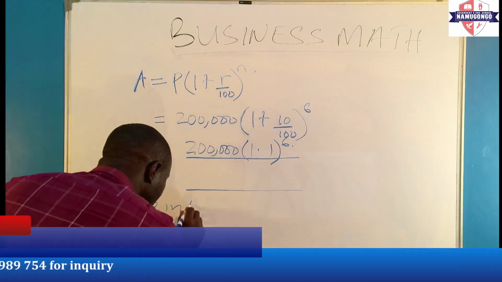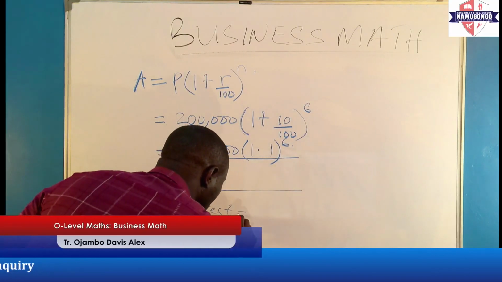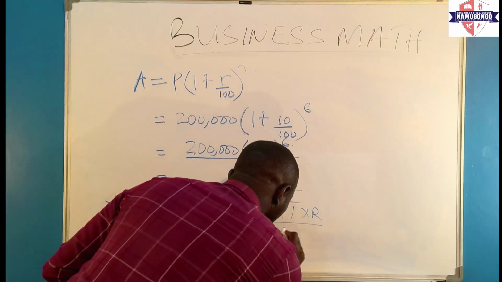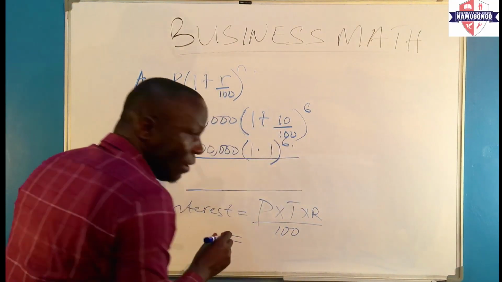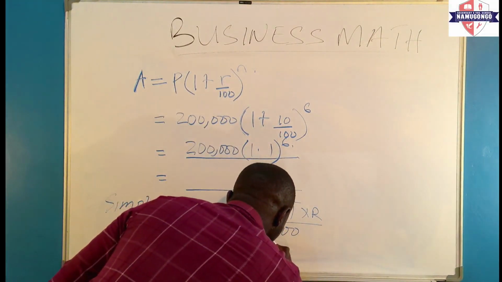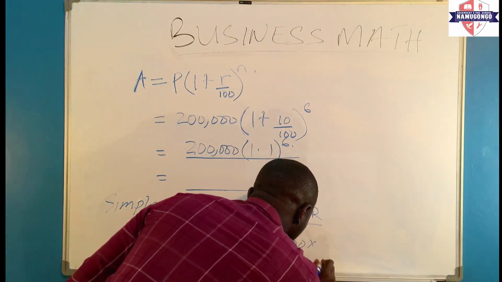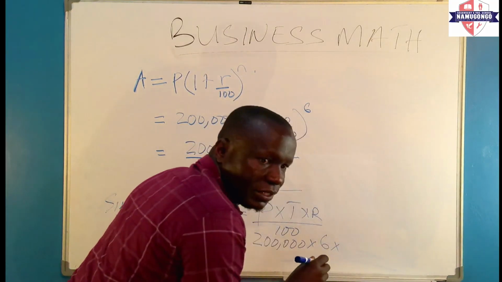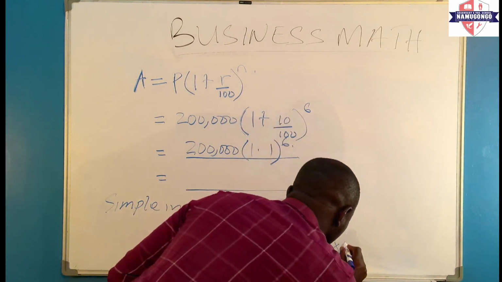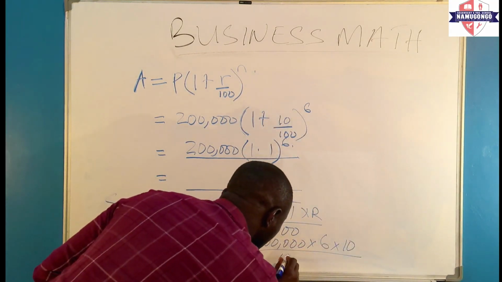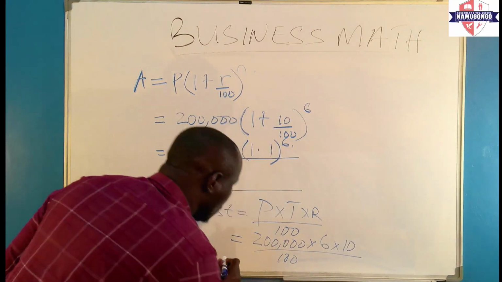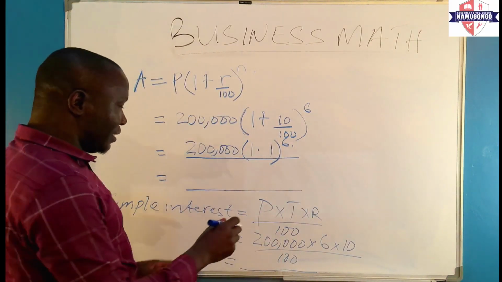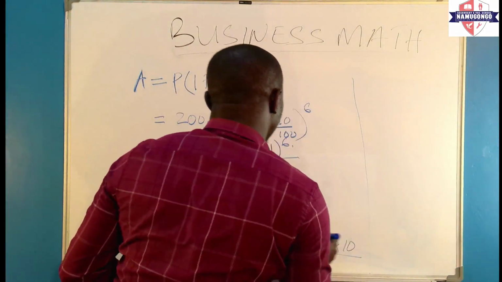Simple interest. And simple interest is going to be equal to P times T times R over 100. And our P is 200,000. Say 200,000 times T, which is 6 years, times R, which is 10. And that 10, it is per annum over 100. So you are going to compute. And when you compute, you'll be able to get the answer here. So when you get this answer, that's the interest, then you get the amount.